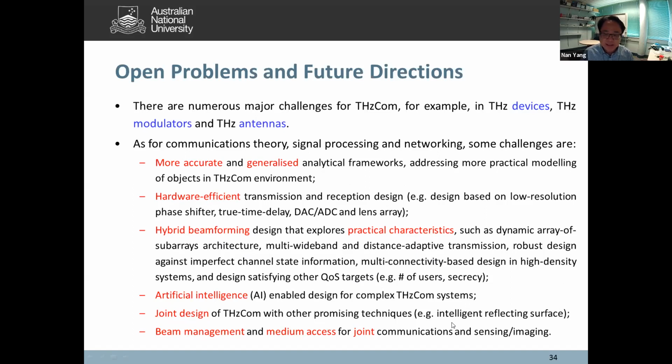For example, intelligent reflecting surfaces are quite useful to compensate for the performance of Terahertz communication. And lastly, if we want to perform joint design of communication and other functionalities, we need beam management, spectrum administration, and medium access control. So here is a very brief introduction to future directions in Terahertz communications.